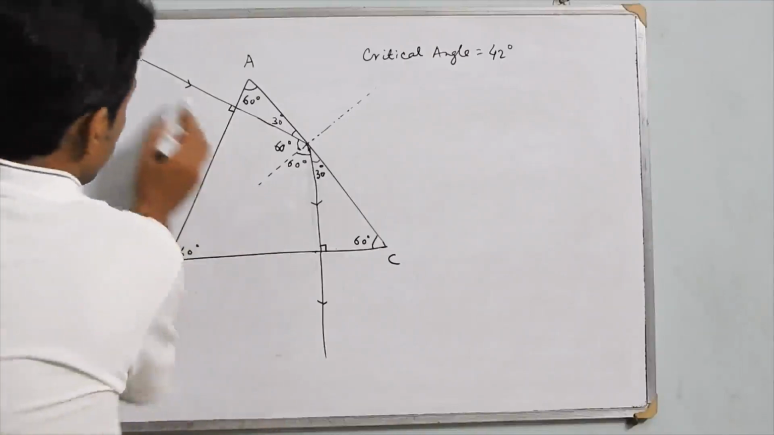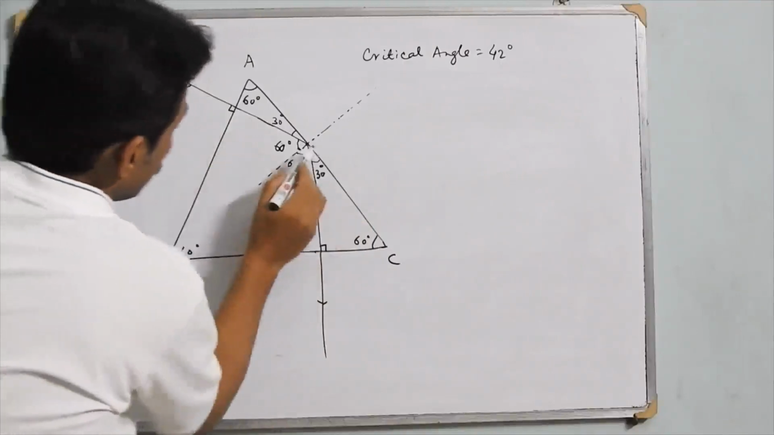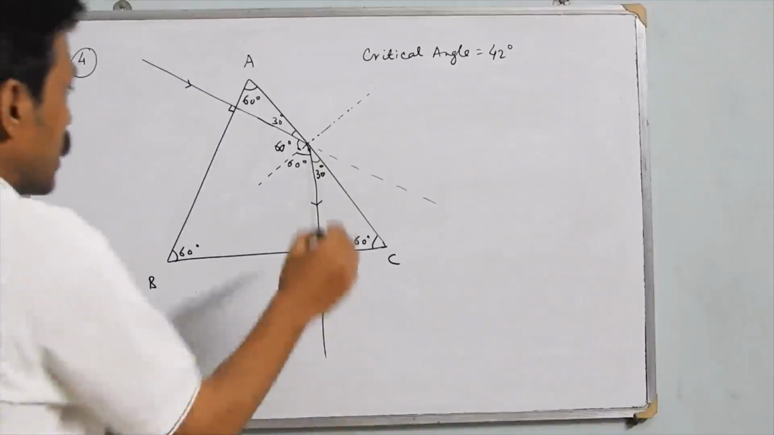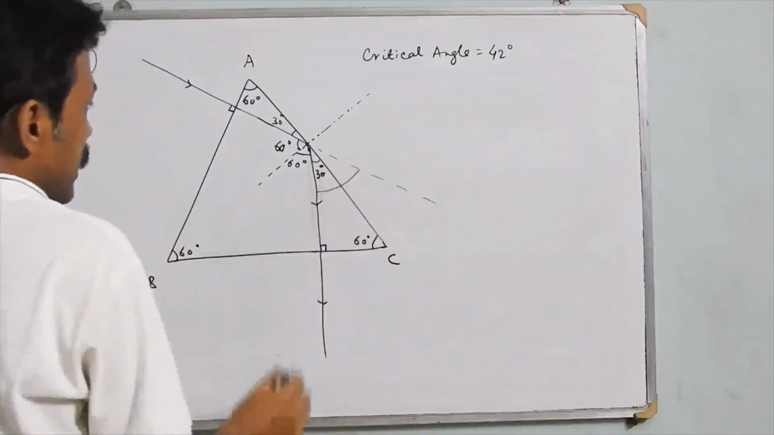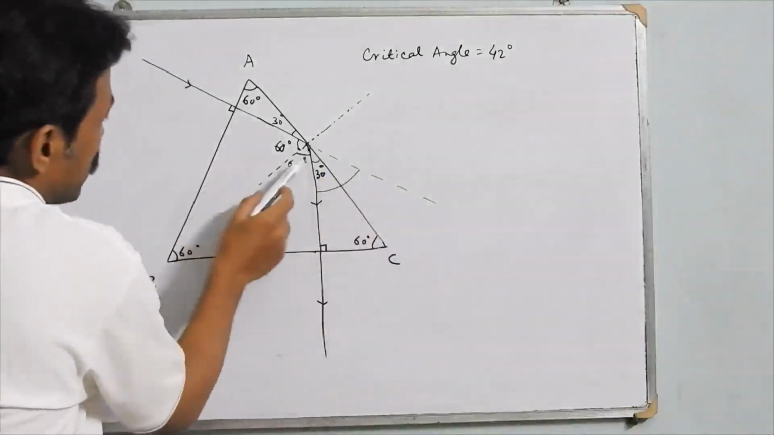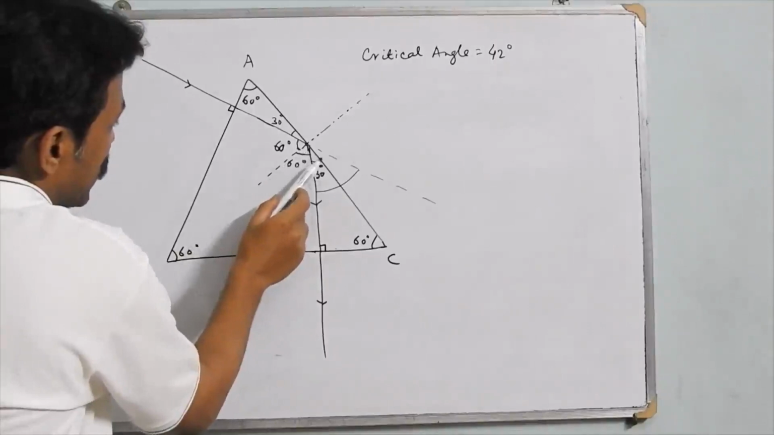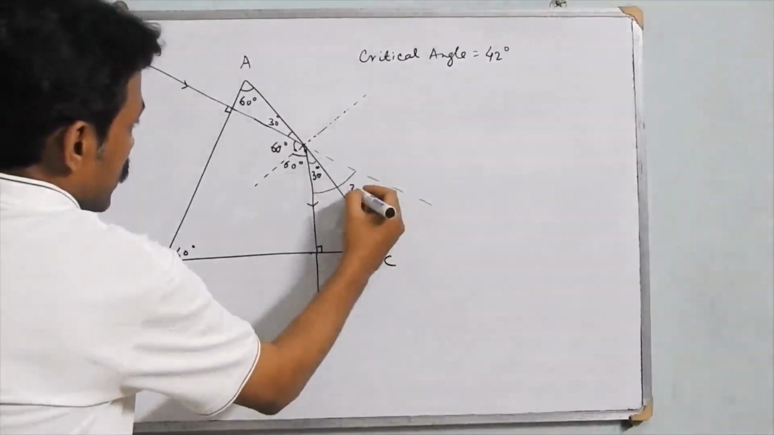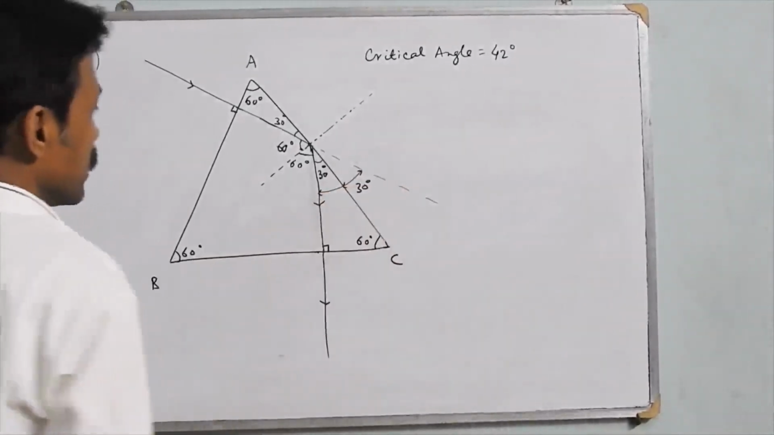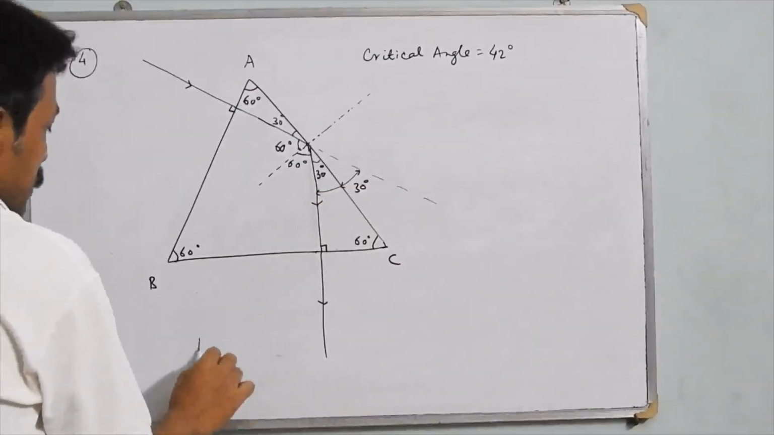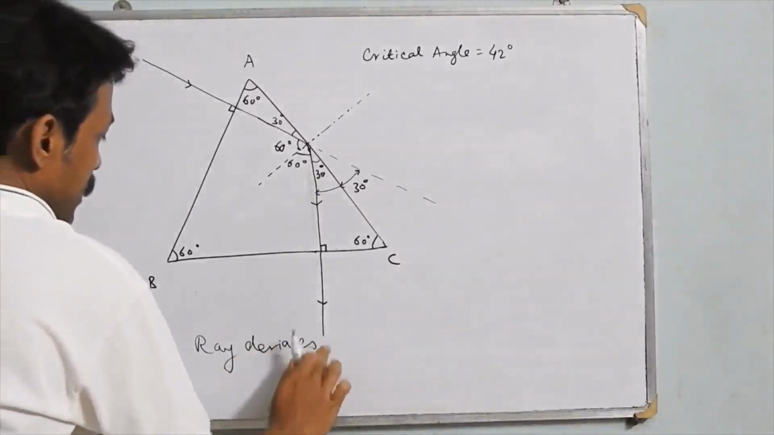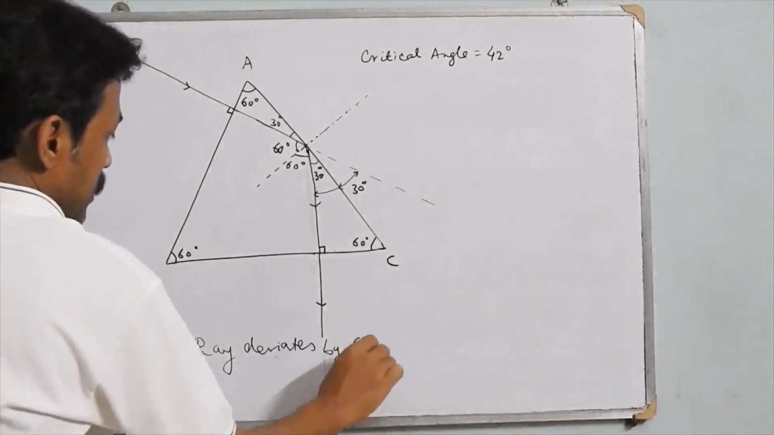So now you can say that in this situation, this was the incident ray. The incident ray was moving in this direction. So what is the deviation of the ray? So this is the total deviation of the ray. And this angle is obviously 60 degree, because this remains a straight line. 60 plus 60 is 120. 120 plus 30 is 150. So this angle is 30 degree. This angle is 30 degree. So the total deviation up to this point is 60 degree. So the ray deviates by 60 degree.